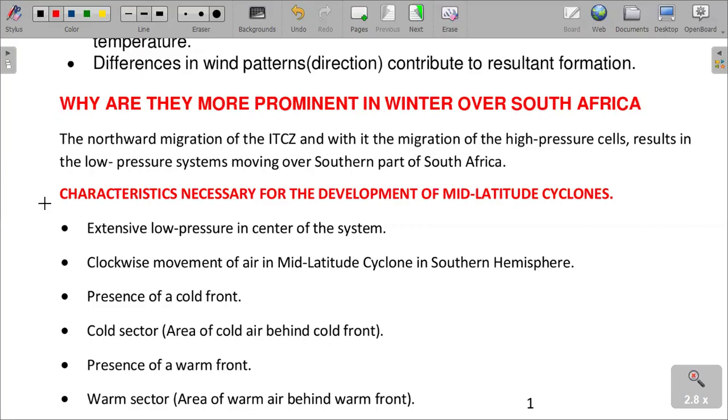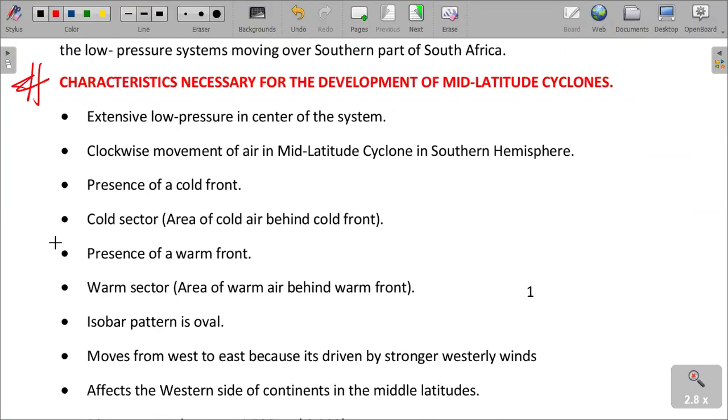Next question: what are the characteristics necessary for the development of mid-latitude cyclones? One, extensive low pressure at the center of the system. It must be there, that at the center of the system, there must be a low pressure center. And then clockwise movement of air in the mid-latitude cyclone in the southern hemisphere.